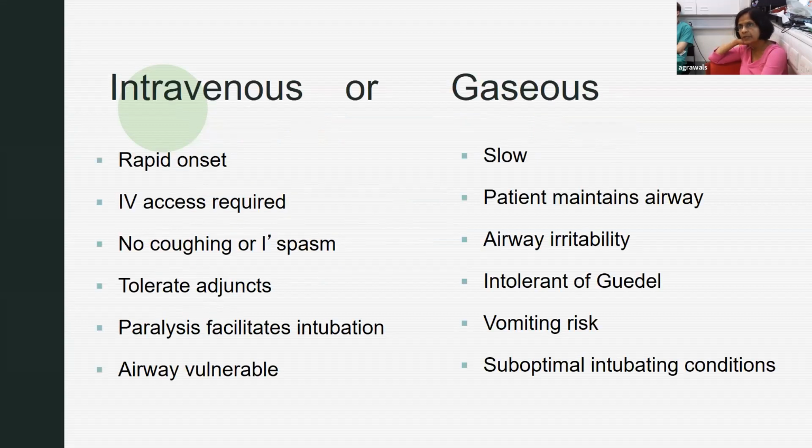As I said, depending upon the patient's condition and how quickly we need to do things between IV or gas, we need to think about. So IV, rapid onset, of course, we need IV access. It will not cause any coughing or laryngospasm because you've hopefully taken that away. They will tolerate the adjuncts better, whilst with gas inhalational anesthetic, they'll be intolerant to Goodell's. There's increased risk of vomiting with gas induction in comparison to the IV. And of course, with the IV, the airway is vulnerable.